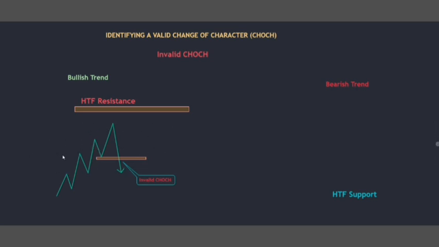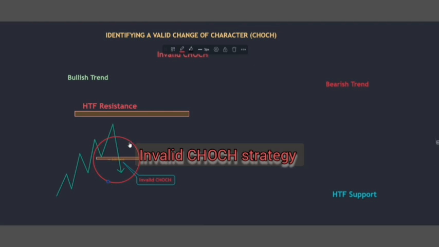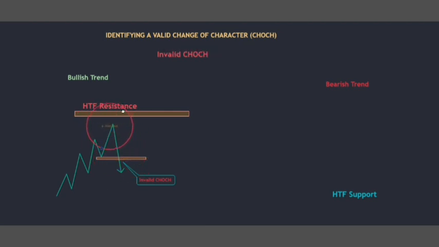Some traders, when they see this, assume that because this higher high is close to the higher time frame resistance, the change of character is valid. It is not valid until there is a touch in that higher time frame resistance area or area of value. So in the bearish scenario, this is an invalid change of character price action. It must touch the higher time frame resistance for it to be valid. Take note of that.